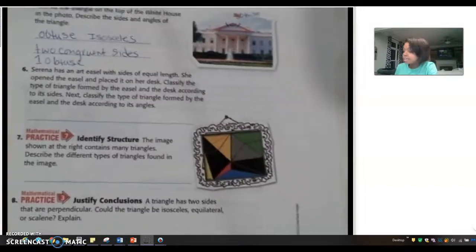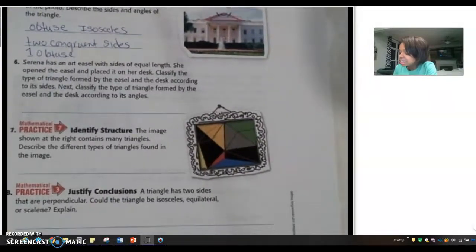All right, so let's look at number 6. Serena has an art easel with sides of equal lengths. She opened the easel and placed it on her desk. Classify the triangle formed by the easel and the desk according to its sides. Next, classify the type of triangle formed by the easel and the desk according to its angles.